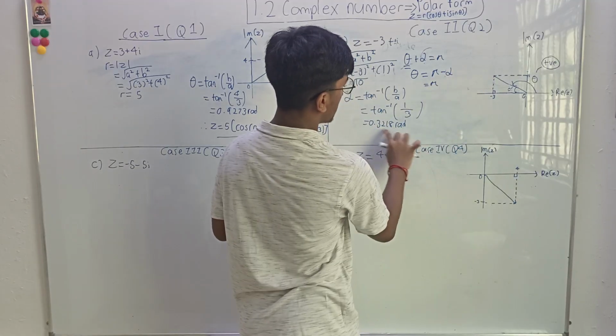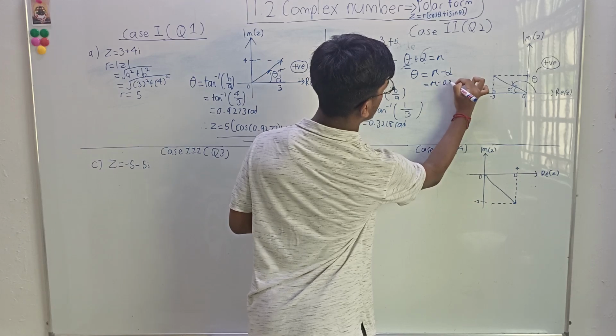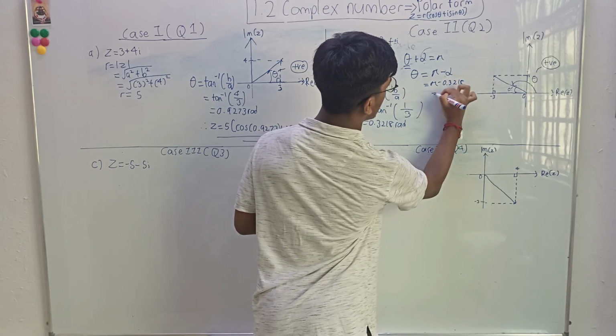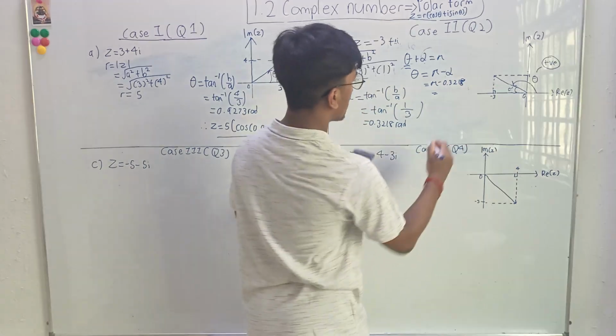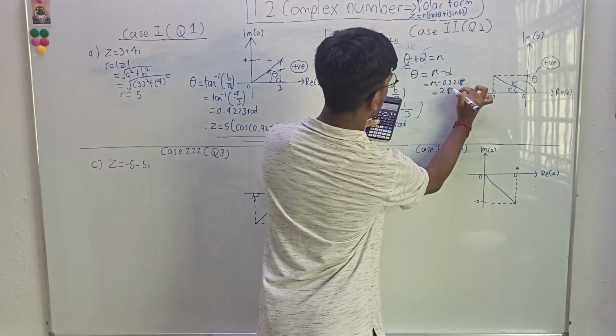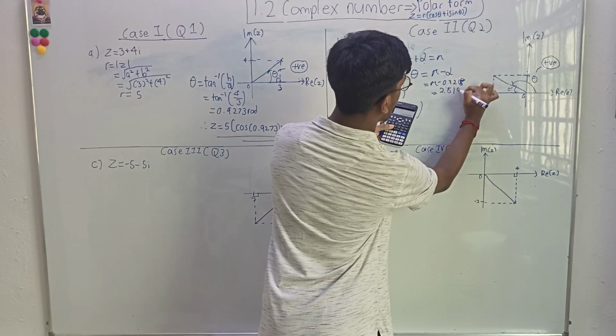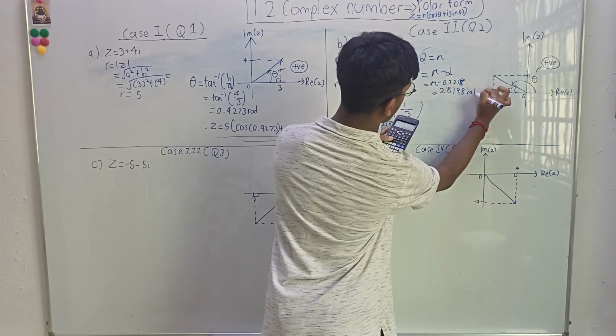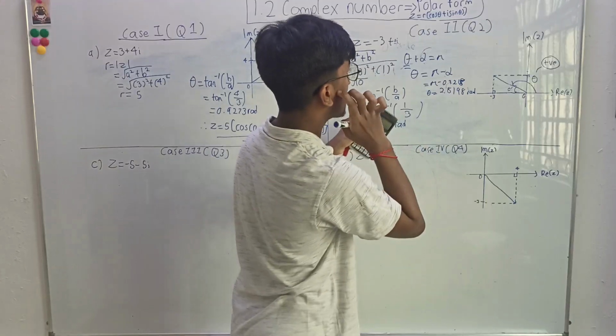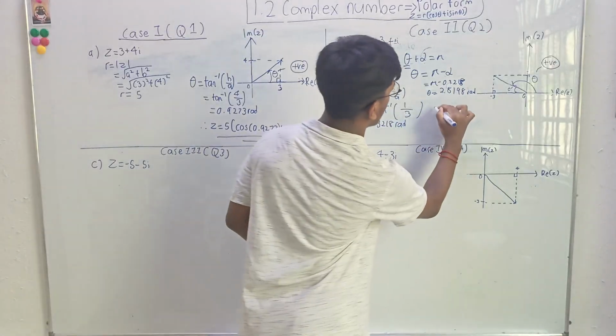My alpha is this one. So you will get 2.8198. Right. So now you can represent it in the polar form.